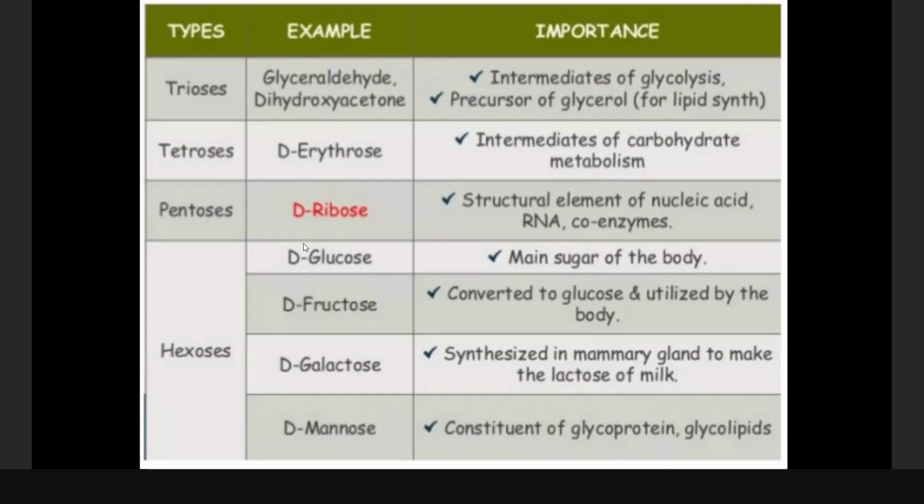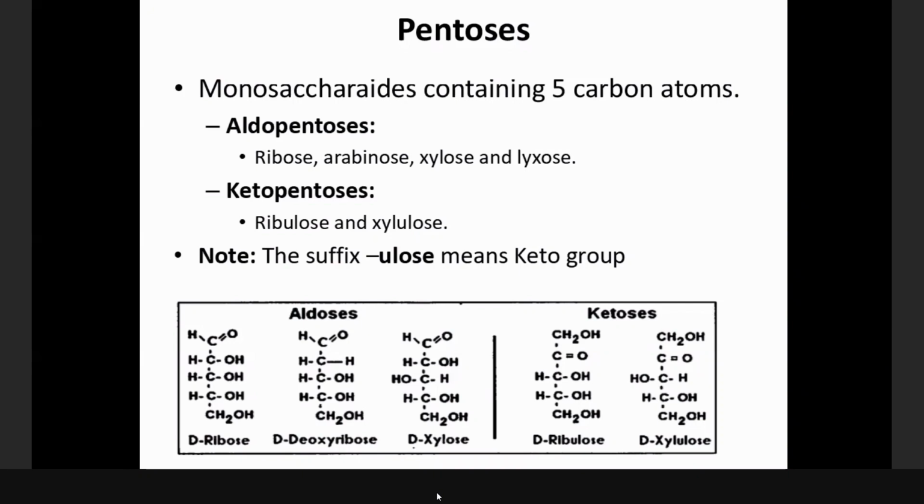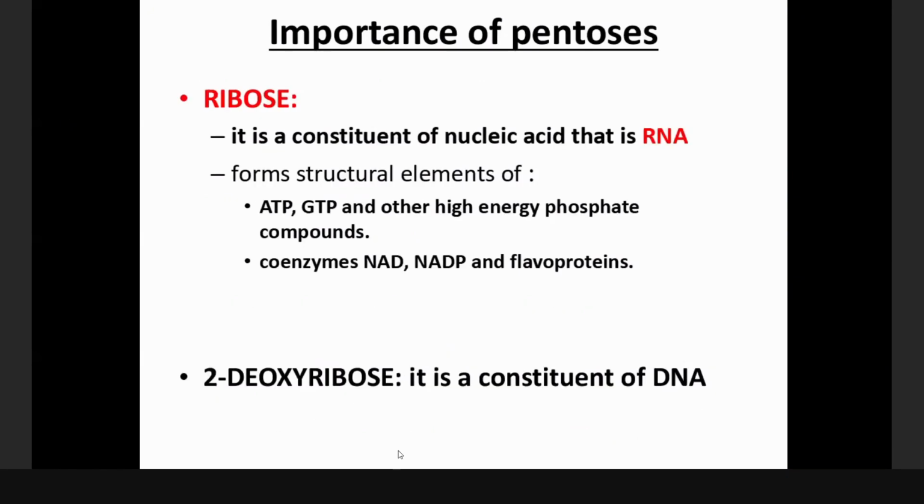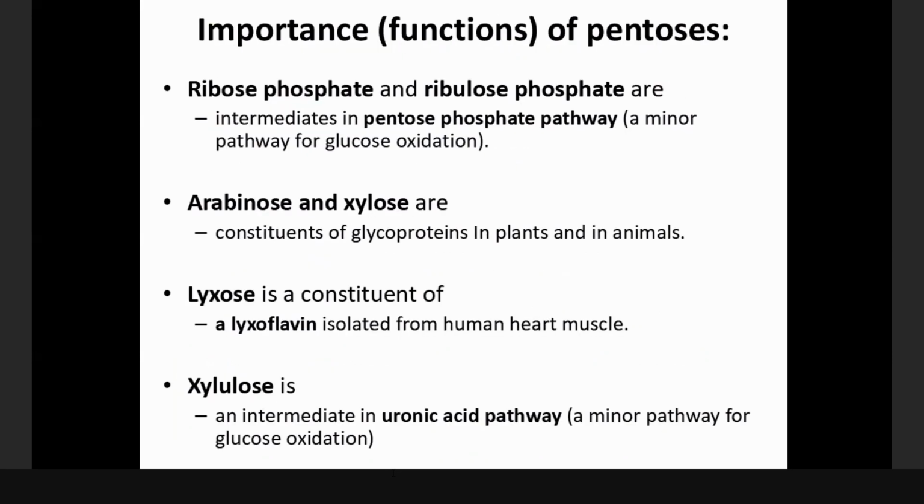And the other is hexose. Example, glucose. It is the main sugar in our body. We'll see these later one by one. These are some of the pentoses. They have 5 carbons, like ribose and 2-deoxyribose. These are some of the important functions of pentoses.